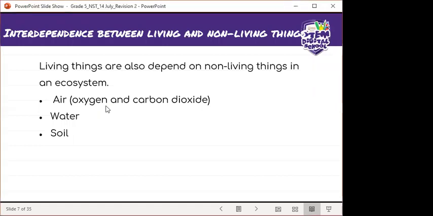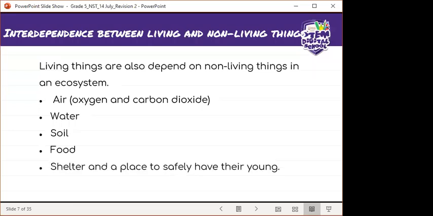And Peu says the sun, and that is also correct, Peu. And we also need food, okay, which comes in different forms as well. And we also need shelter and a place to safely hang their young, all right? And also a place to hide from danger.